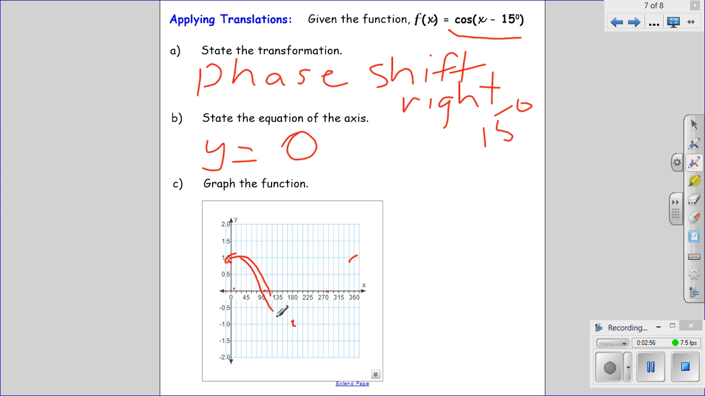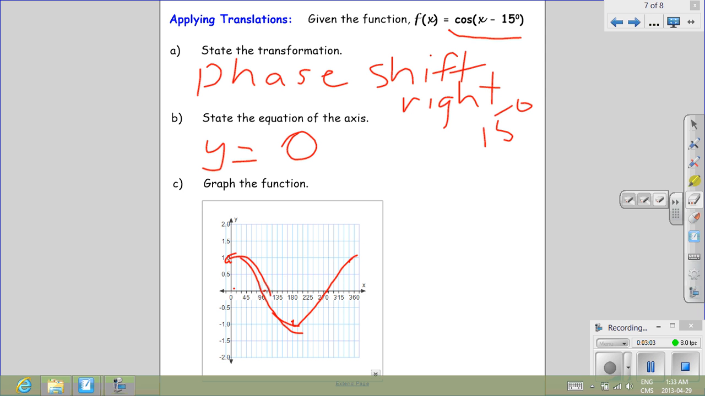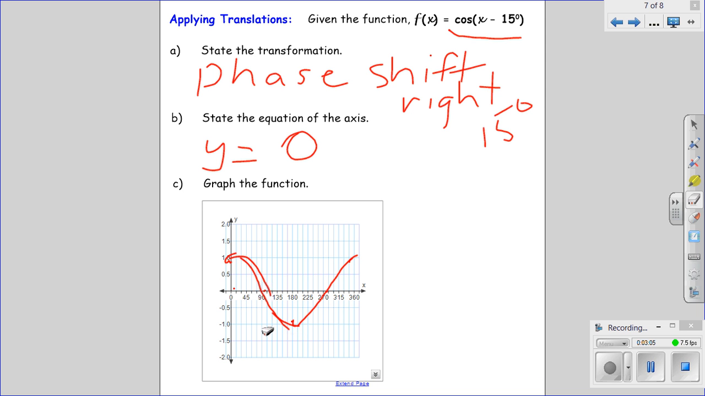Oops, that's a little bit off. Sorry, guys. Stylus doesn't work fabulous on the touch screen.